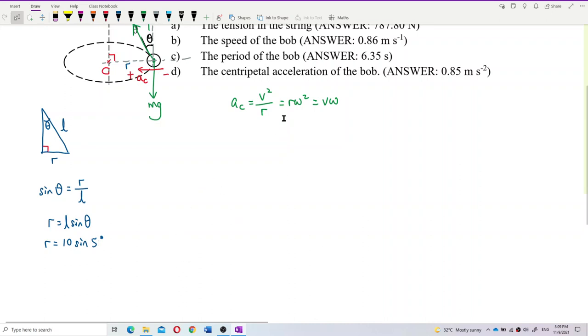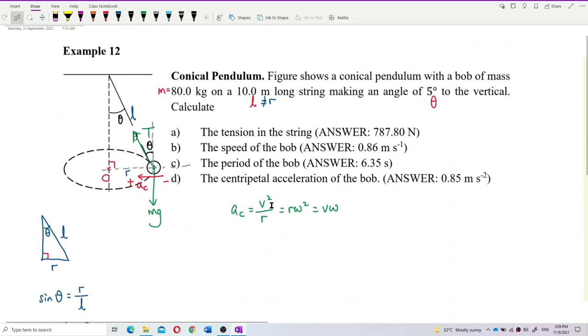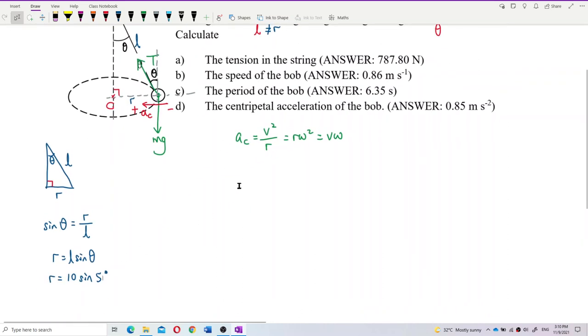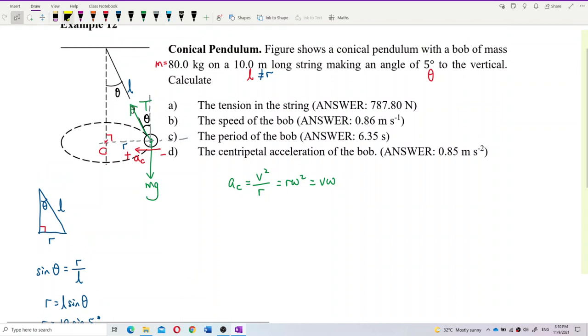Is the V provided? Is the speed provided? No, the speed is not provided, just the mass, the length, the angle. The problem here is we don't have the V, so we cannot find AC. We only can find the R. So we cannot work from centripetal acceleration, and actually the centripetal acceleration is at the bottom of the question. You see that?